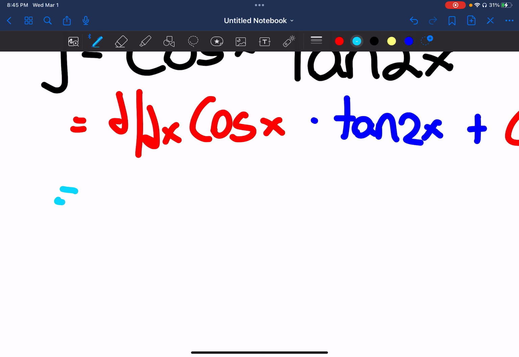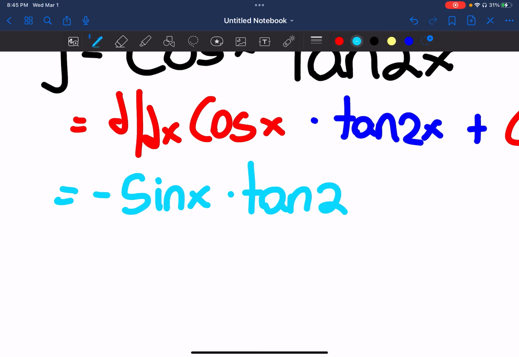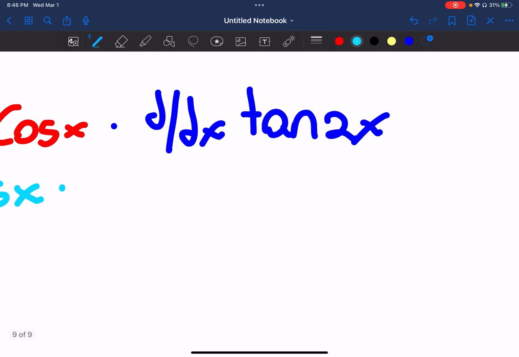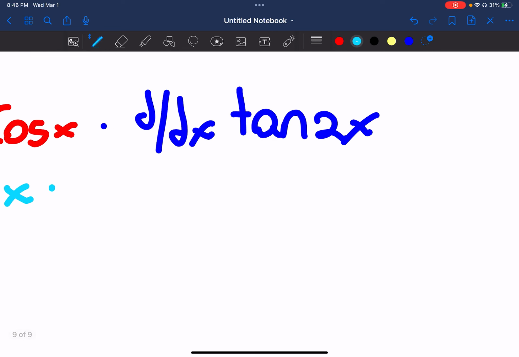And yeah, let's continue. So the differential of cos x is just minus sine x, and we'll multiply that by tan 2x, and this is being added to cos x times. So the derivative of tan x is sec squared x, but this is tan 2x. So it's a chain rule problem, which it is. So we'll say times tan.